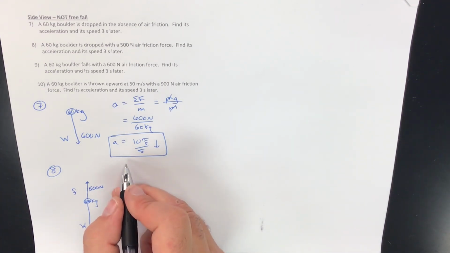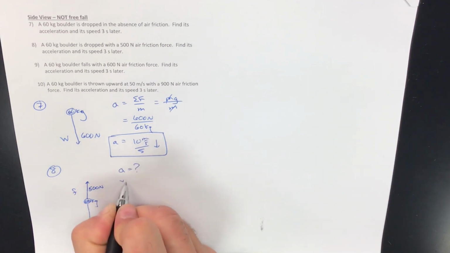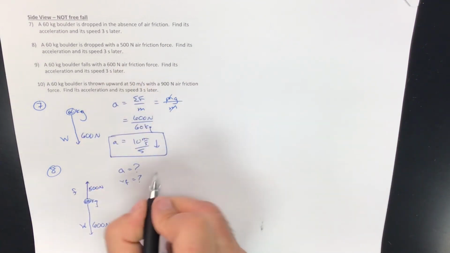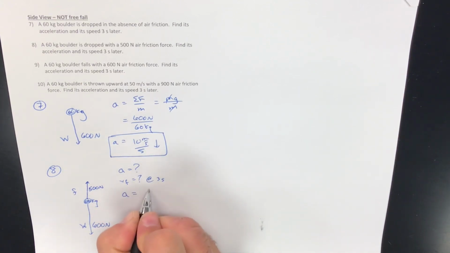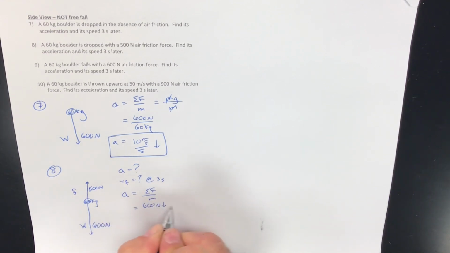You're looking for the acceleration and the final velocity 3 seconds later. Acceleration is the net force divided by the mass. Net force is 600 newtons down minus 500 newtons up divided by 60 kilograms. And so it's 100 newtons down divided by 60 kilograms. 100 over 60, 1 2/3. This is 1.67 meters per second every second down.